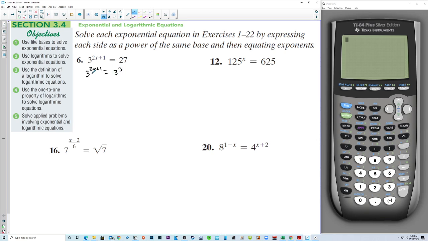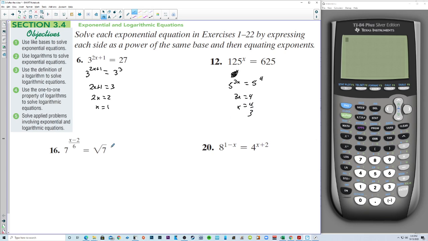Now they're the same bases. So if these are truly going to be equal, then 2x plus 1 better be equal to 3. So 2x is 2, x is equal to 1. These are base 5, so 5 to the third, but there's already an x up there, is equal to 5 to the fourth. So 3x has to equal 4. x is equal to 4 thirds.